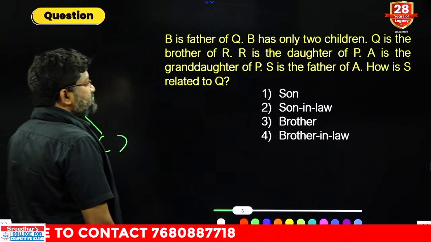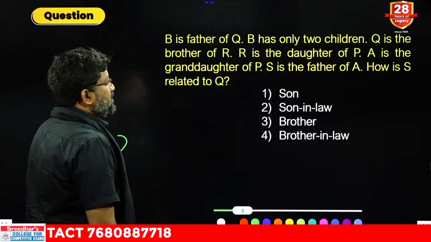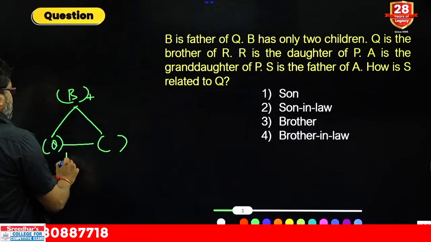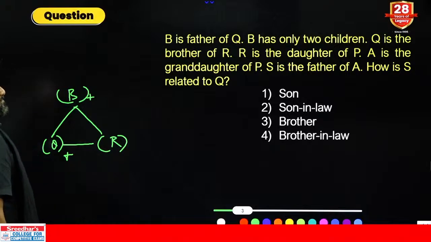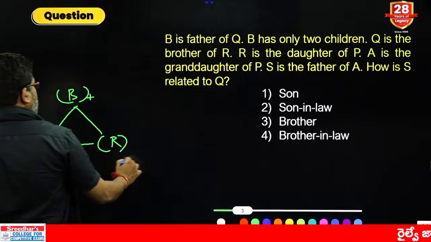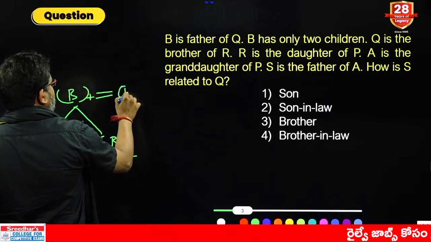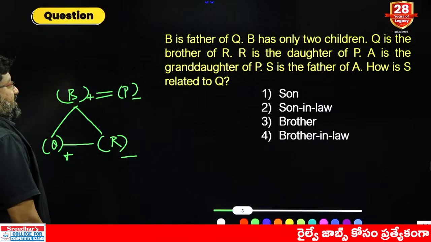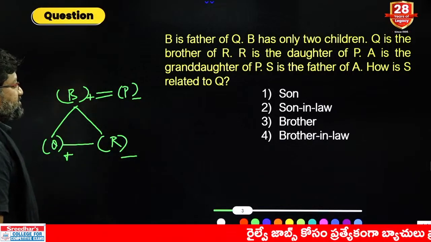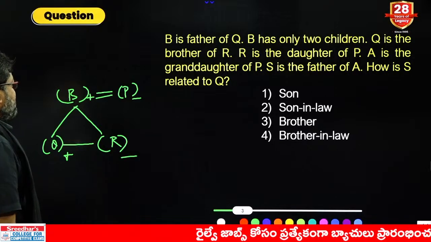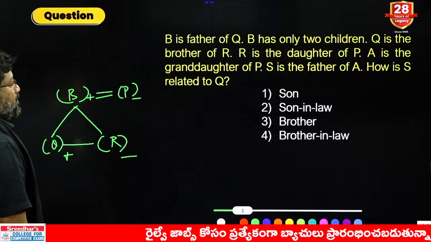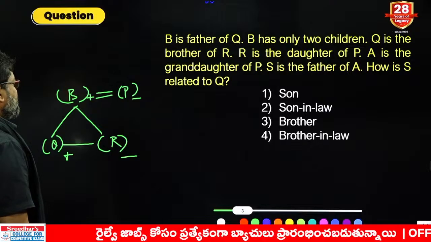Q has only 2 children. Q is the brother of R. R is the daughter of P. P is a female. A is the granddaughter of P. S is the... A is the granddaughter of P.